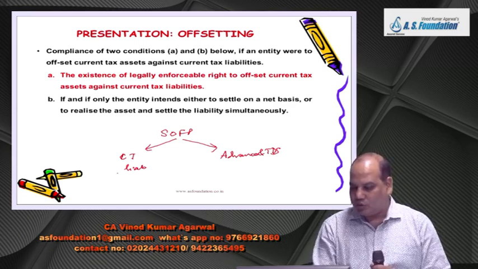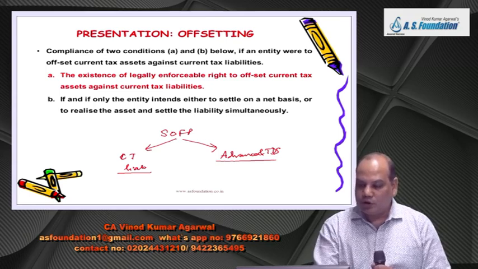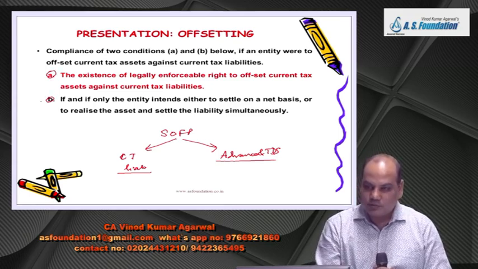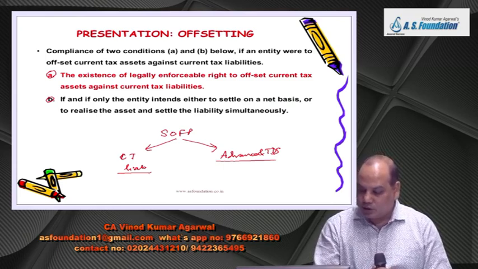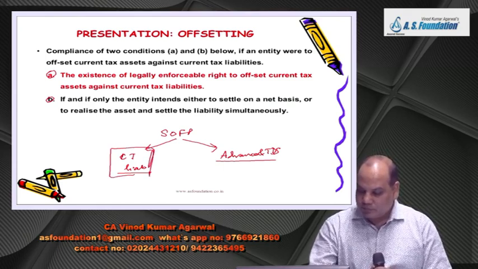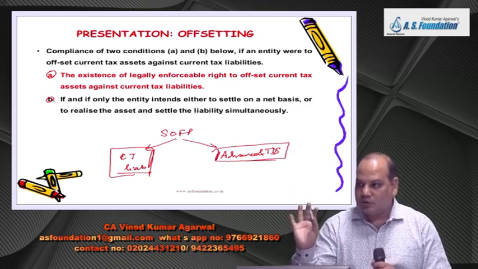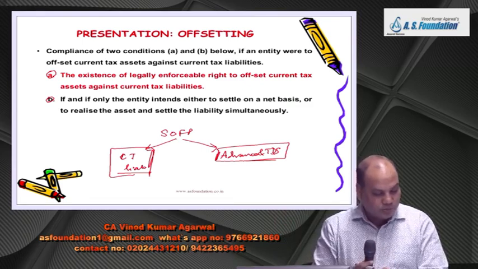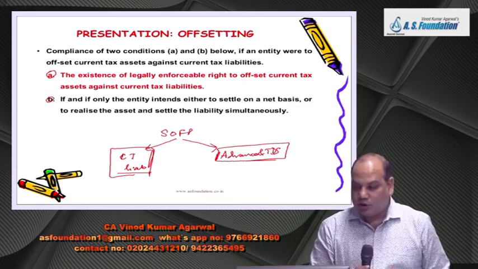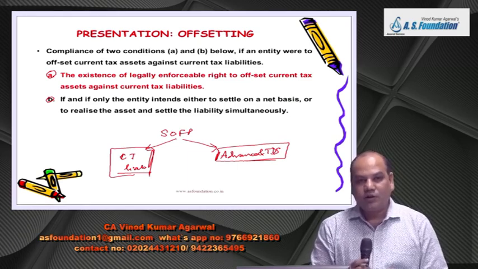Can I show the net amount? If the following two conditions are satisfied, then instead of writing this on the liability side and this on the asset side, we can show the net amount. But two conditions need to be satisfied. It's written in your book also: compliance of the two conditions A and B below, if an entity were to offset current tax asset against current tax liabilities.